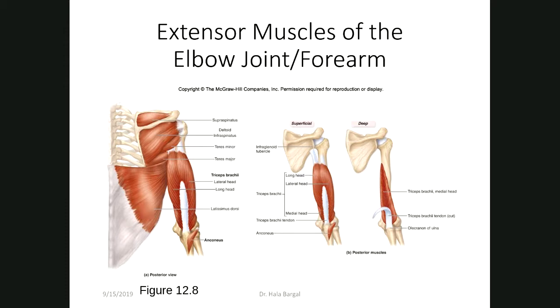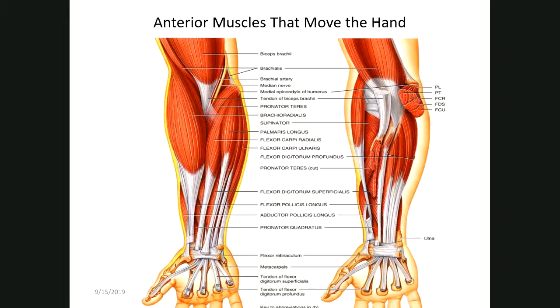So all the extensor muscles of the arm and the forearm, all the back muscles of the arm and the forearm, are extensors, right? Understand this clearly. All the back muscles of the upper limb are extensors, while the muscles of the anterior compartment of the upper limb are flexors. The anterior compartment of the upper limb are flexors.